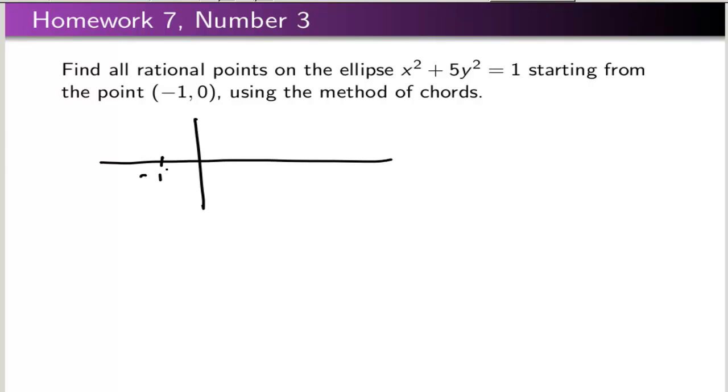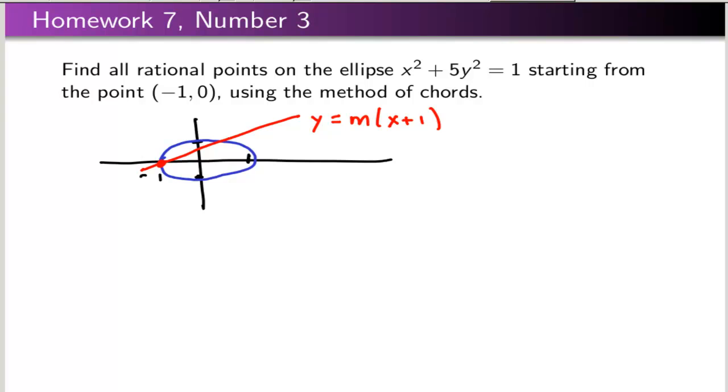And when x is 0, you're passing through some other points here. So some type of ellipse like that. Okay, and so we're just going to use the method of chords. So I'm going to draw a straight line like that. So the equation would be y equals the slope times x plus 1.